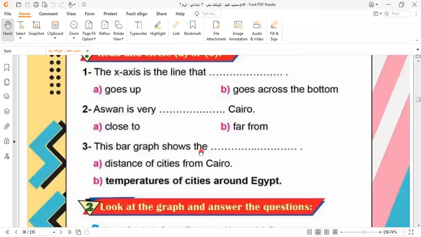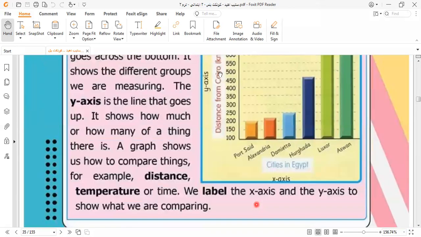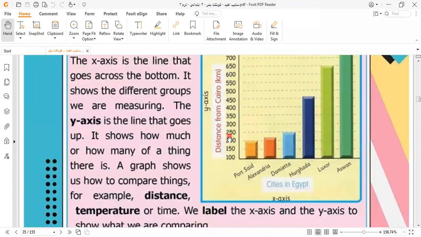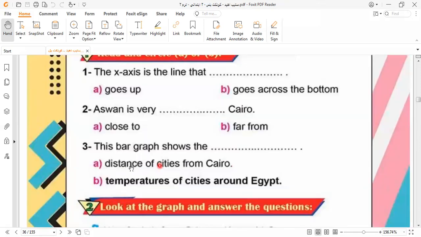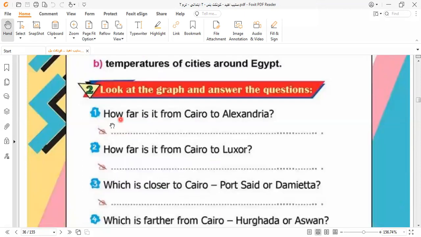The bar graph shows the distance of the cities, or the temperature of the cities around Cairo. Can we know temperatures here? Is this called temperature or distance? No, it's not temperature, it's distance. So I will select number A. Let's go to other questions.